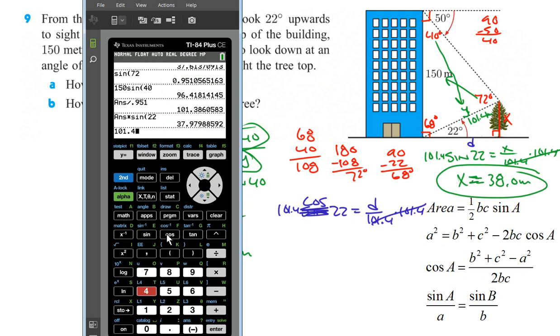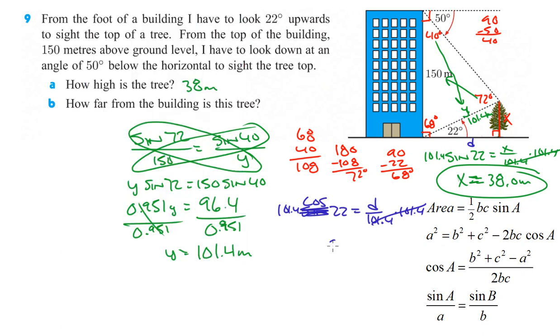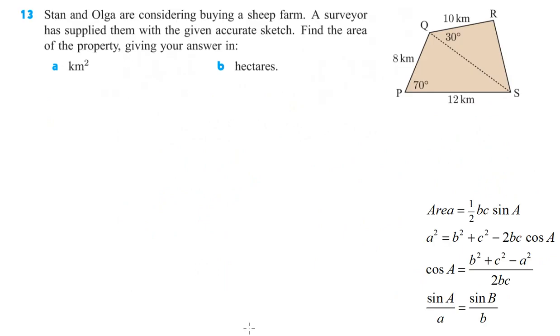101.4 cosine of 22 is going to give us 94 for the distance from the tree to the building. So 94.0 meters. 94 meters. All right. A couple more to take a look at.